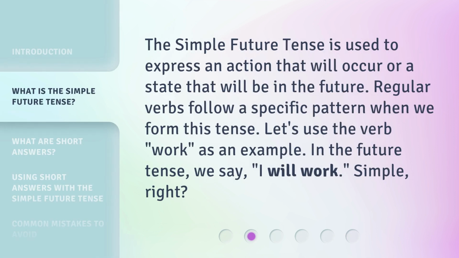The simple future tense is used to express an action that will occur or a state that will be in the future. Regular verbs follow a specific pattern when we form this tense. Let's use the verb work as an example. In the future tense, we say, I will work. Simple, right?